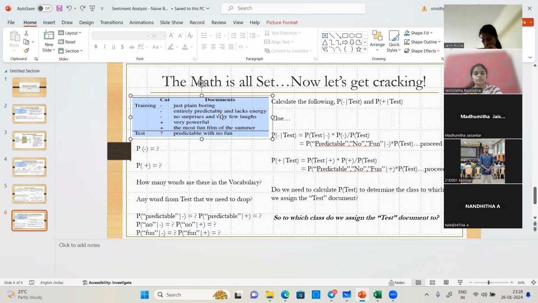So my question is, forget Laplace smoothing. Let's say there's no Laplace smoothing. Then tell me in fractional terms, what is the probability of predictable given negative class? How many words are there? How many words are there in negative class? Count, of course. How many are there?